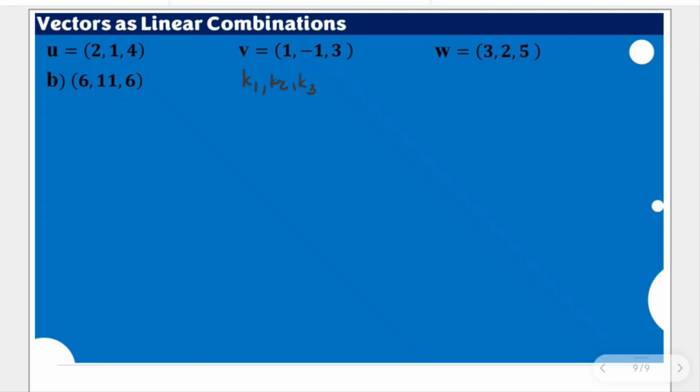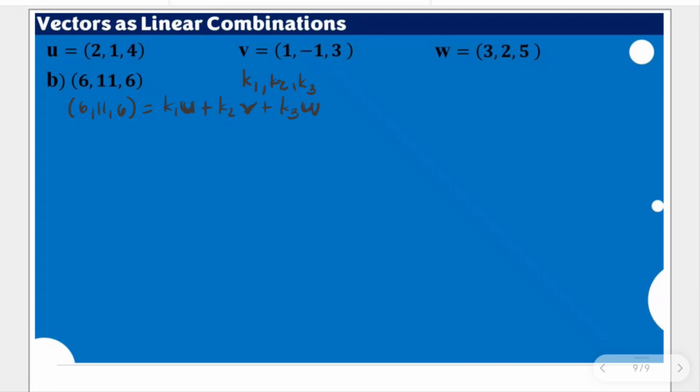Now, there are three of them because there are three vectors, and we're trying to identify whether these three vectors, together with the scalars, could result in (6, 11, 6). So again, we need to look for k sub 1, k sub 2, and k sub 3 which will satisfy this equation: (6, 11, 6) is equal to k sub 1 u plus k sub 2 v plus k sub 3 w.